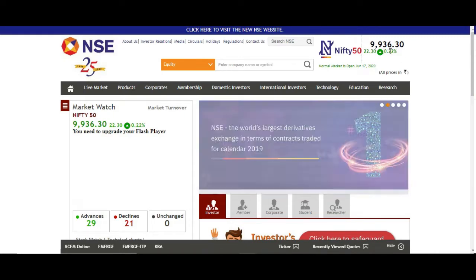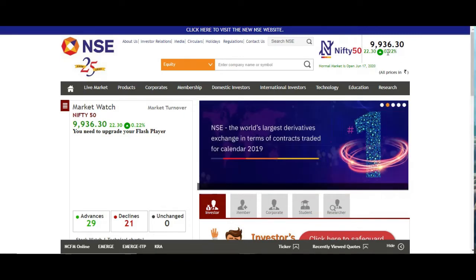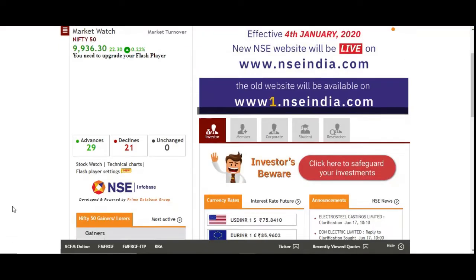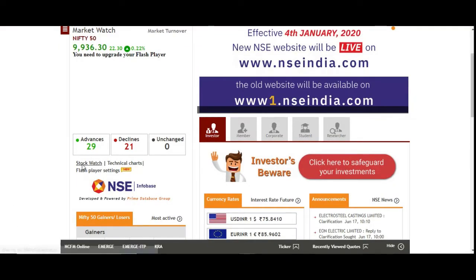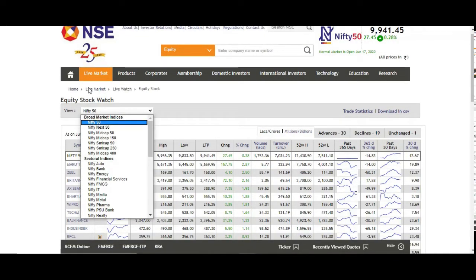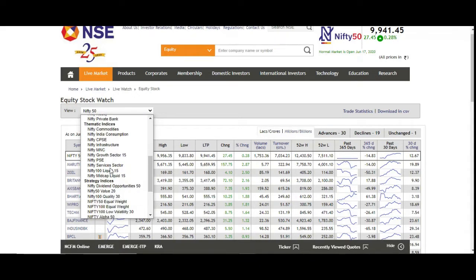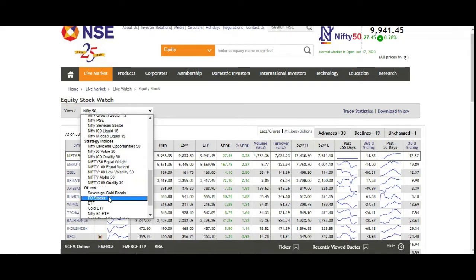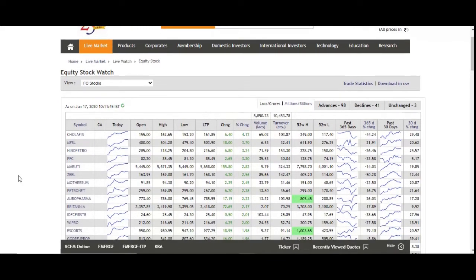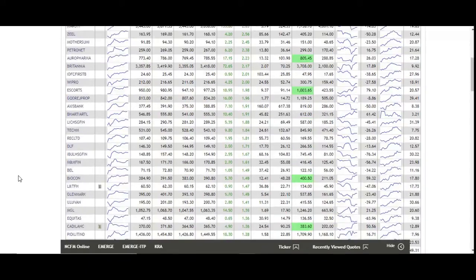If it is at 0.20% or higher, you can go for the buy side, and if it is at minus 0.20%, then go for the selling side. After that, click on the stock watch. Once you click on it, click on the view icon, scroll down and choose the FNO stocks. This will give you the list of all the futures and options stocks traded on the NSE.